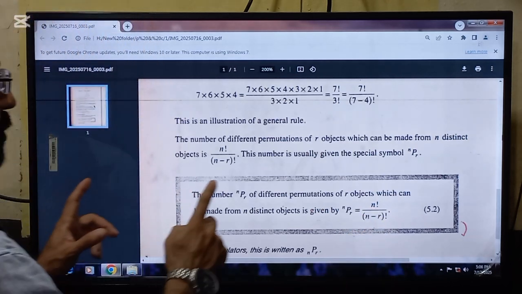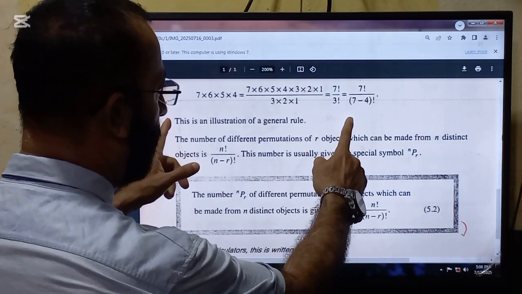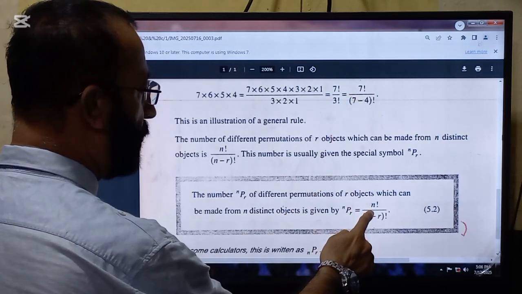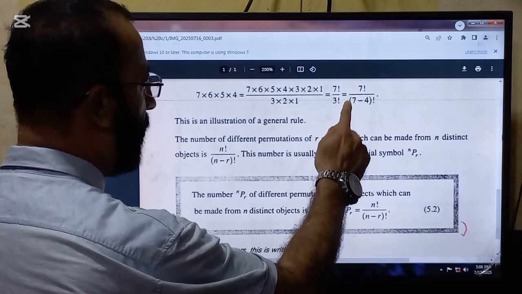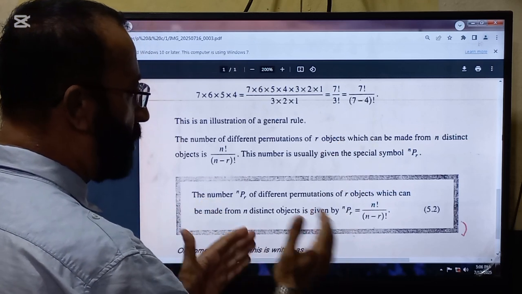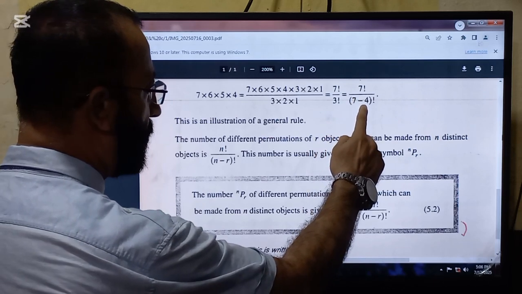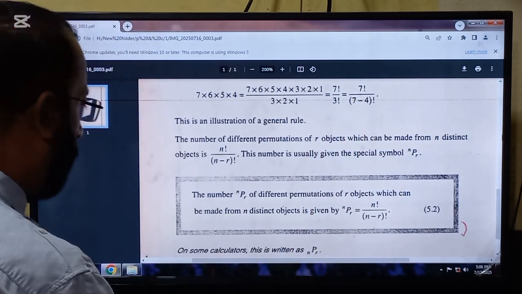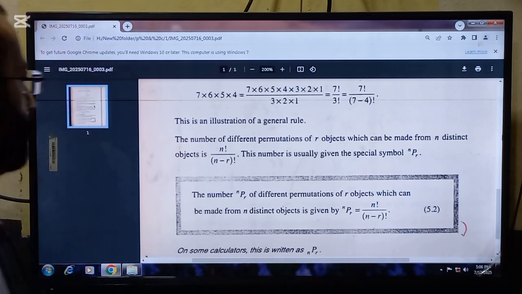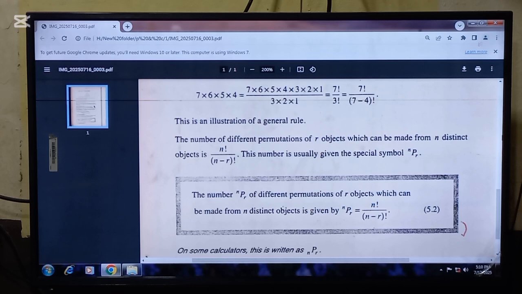Total objects in this example was 7. So 7 factorial over n minus r, so 7 minus 4, because four letter words are required. So 7 factorial over 7 minus 4 factorial. On some calculators, this is written as nPr. Look at the screen on the top, that is 7 into 6 into 5 into 4. When you solve it on the calculator, it will give you an answer of 840.